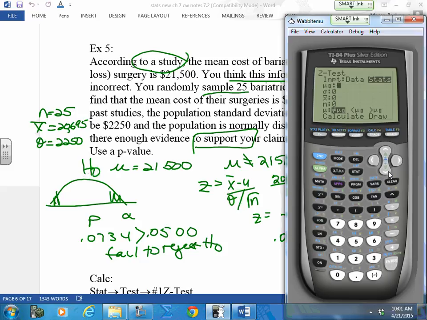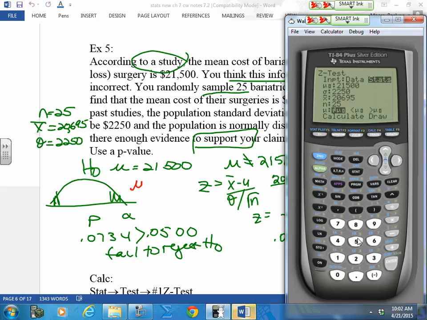So we're going to enter your population mean. Your population mean is this one. Okay, your population standard deviation they gave you in the problem. Your sample, what's your sample mean? 965. And how many in your sample space? 25.